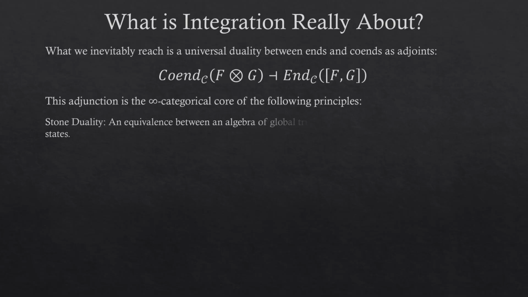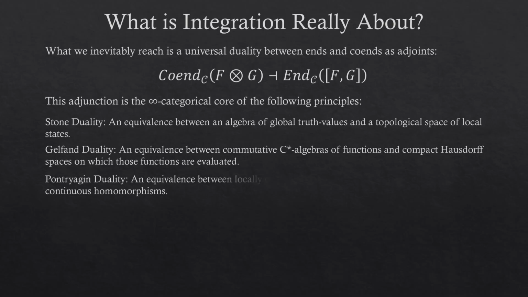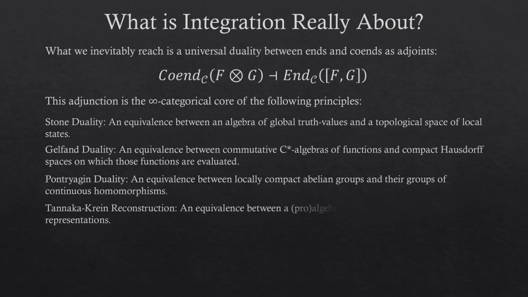Stone duality, which is an equivalence between an algebra of global truth values and a topological space of local states. Gelfand duality, an equivalence between commutative C-star algebras of functions and compact Hausdorff spaces on which those functions are evaluated. Pontryagin duality, an equivalence between locally compact abelian groups and their groups of continuous homomorphisms. Tannaka-Krein reconstruction, an equivalence between a pro-algebraic group and its category of representations.